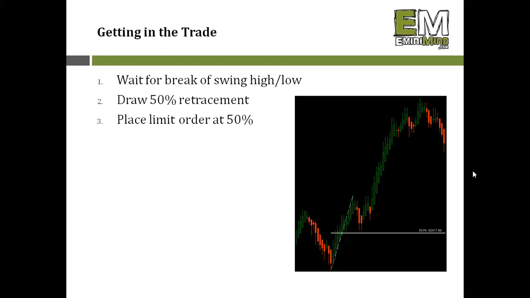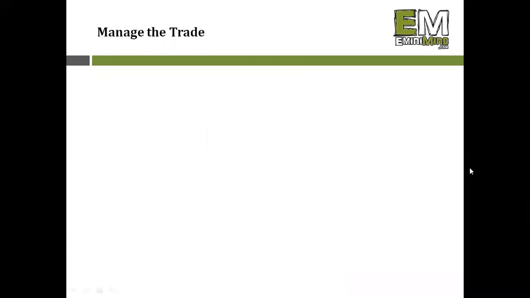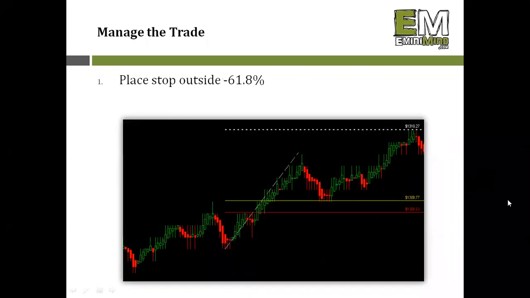So when it comes to managing the trade, placing stops and targets, what I like to do is place my stop outside of the 61.8, which is a Fib retracement number. Using the 61.8 is just a helpful way to keep things relative to the range of the market.